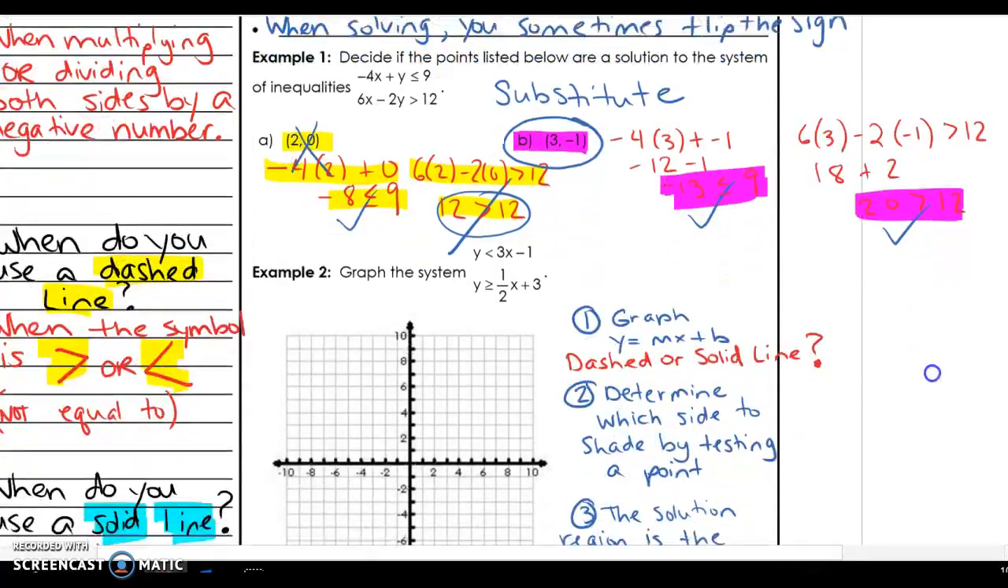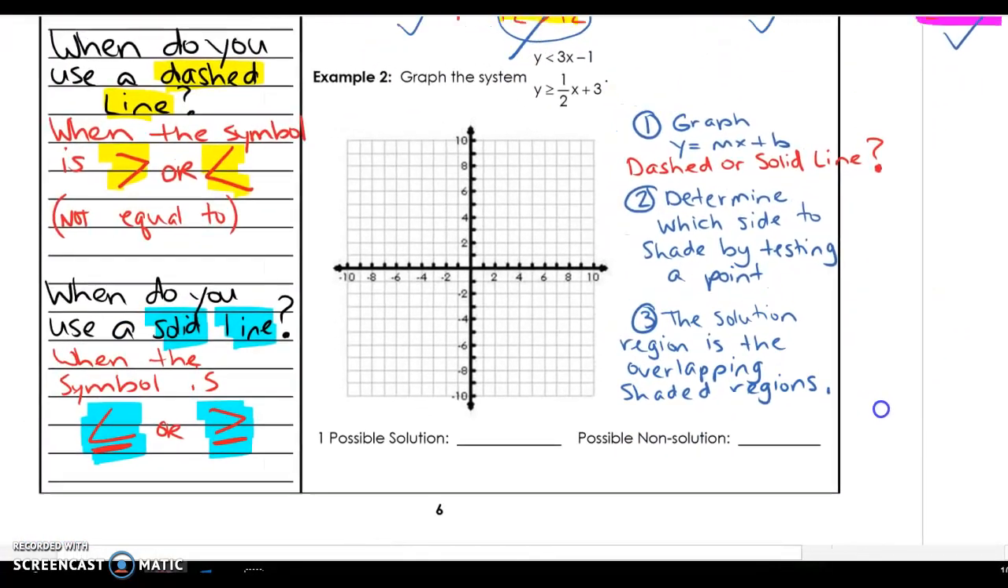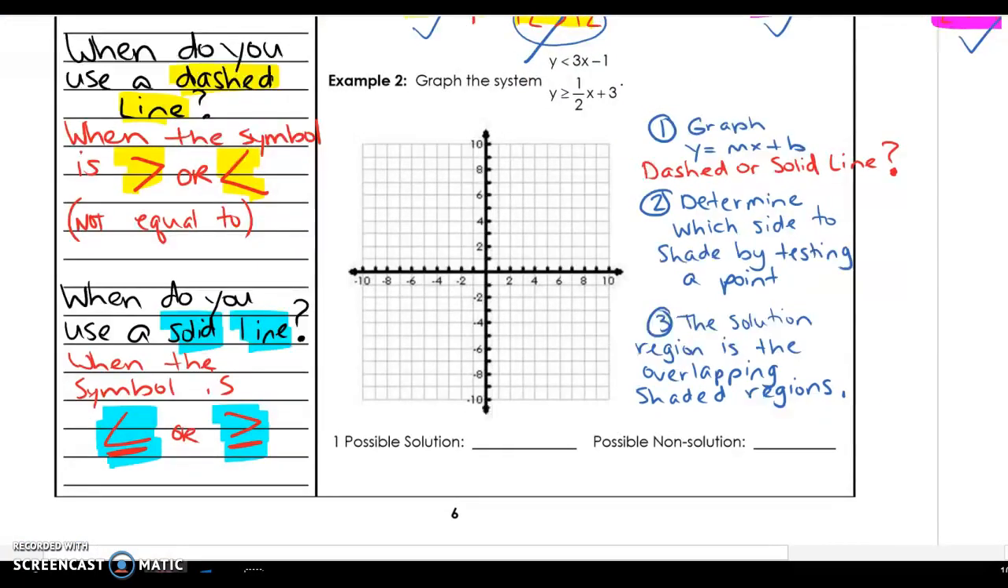Now we're going to look at finding the solution region by graphing. You really only graph a system of inequalities to determine the solution region. So for example 2, you're going to start off by graphing these two lines that are in slope-intercept form. Think about from the beginning whether you should use a dashed or a solid line. The first one is a dashed line, the second one is a solid line.